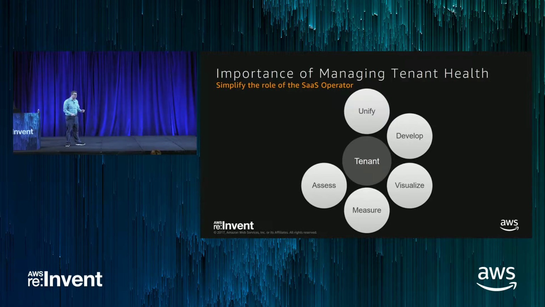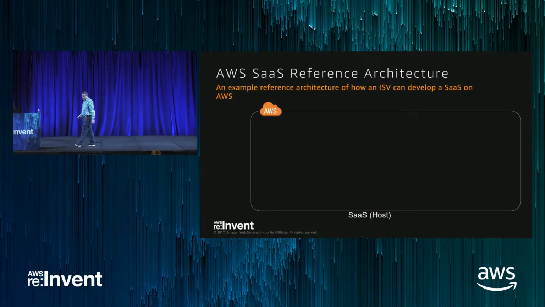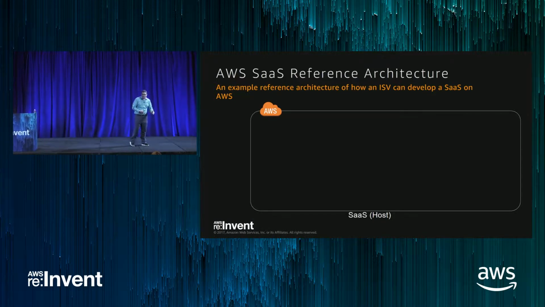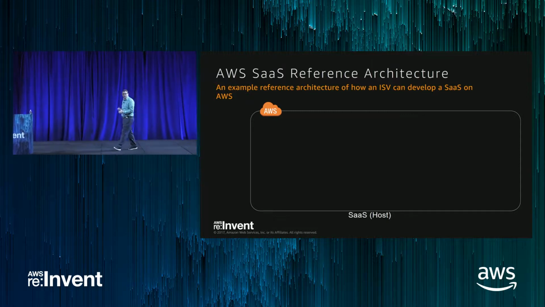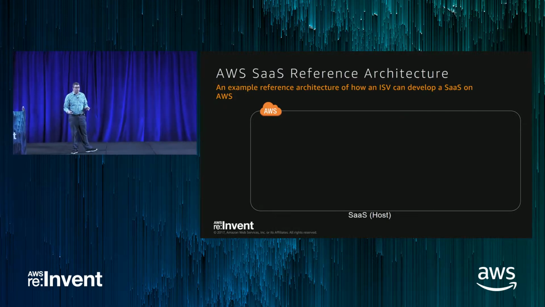Investments come from data. AWS uses a lot of data to understand what our customers are using, right? And if you can do that, ultimately you can evolve and innovate. So let's go ahead and talk a little bit about an example of a software as a service. I provided the landscape that's necessary to understand why monitoring and management of tenant health is important, but we need to go into a little bit more depth.